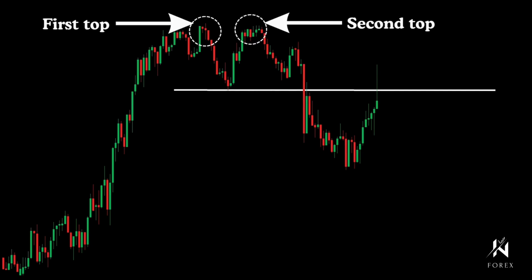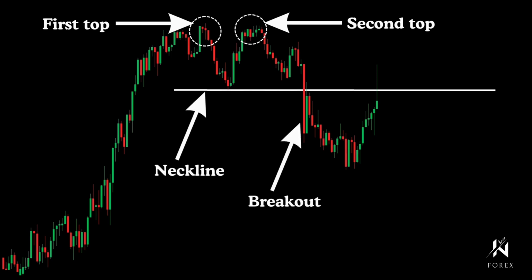The first top appears when buyers drive price into resistance, but it pulls back after failing to break through. The second top occurs when another attempt is made, but again price is rejected before surpassing the first high. The neckline is drawn by linking the low points between the two tops. This support line is key because once price breaks beneath it, we get a confirmation of a potential trend reversal.